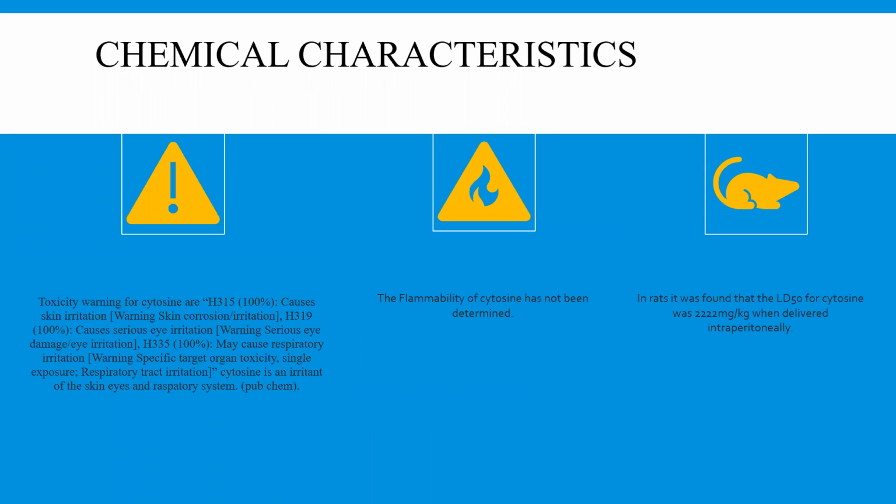The chemical characteristics of cytosine. The toxicity warnings of cytosine are as follows. H315, 100%, causes skin irritation. Warning, skin corrosion and irritation. H319, 100%, causes serious eye irritation. Warning, serious eye damage and eye irritation. H335, 100%, may cause respiratory irritation. Warning, specific target organ toxicity, single exposure, respiratory tract irritation. Cytosine is an irritant of the skin, eyes, and respiratory system.